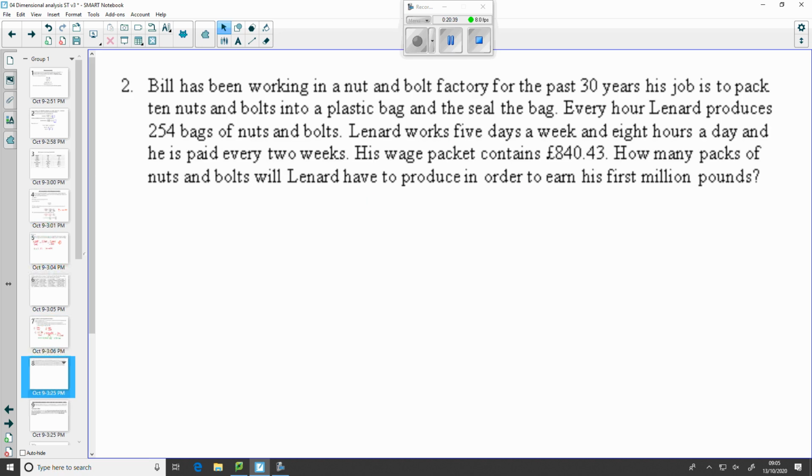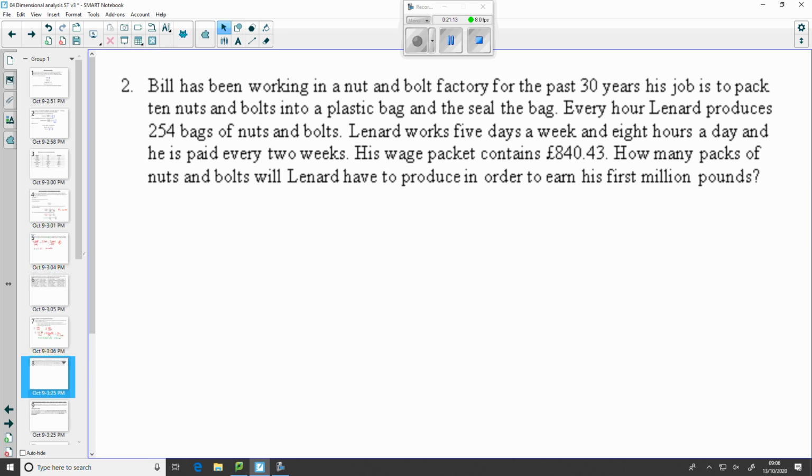Bill has been working in a nut and bolt factory for the past 30 years. His job is to pack 10 nuts and bolts in a plastic bag and seal the bag. Every hour, he produces 254 bags of nuts and bolts, works 5 days a week, and 8 hours a day, and he's paid every 2 weeks. His pay packet is £840.43.